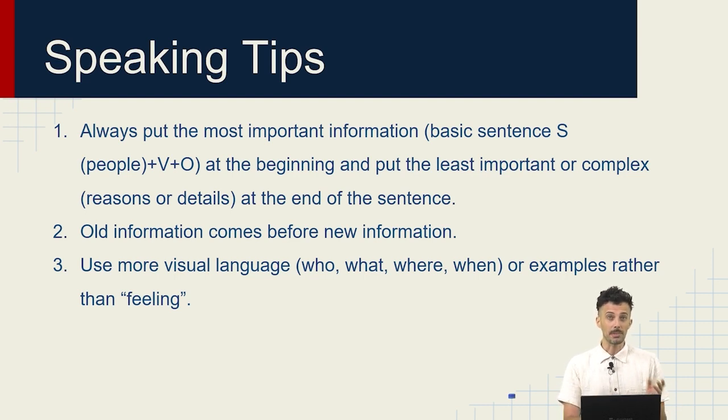The second one is old information comes before new information. So this actually has 2 uses. First is everything should be a timeline, okay? Starting with the oldest information to the newest information, okay? This helps people keep track of the story. Like every story has a beginning, middle, end. If you start with the end, go to the middle, go to the beginning, people will be confused.